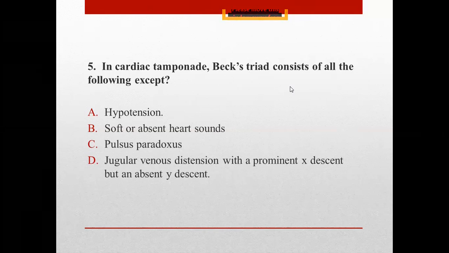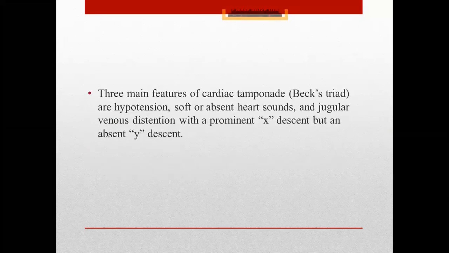So I can see that we have a consensus that the correct answer is C, pulsus paradoxus. So let's see the correct answer. It is pulsus paradoxus. Pick's triad is a clinical triad, which is a very important triad in the diagnosis of patients with cardiac tamponade.